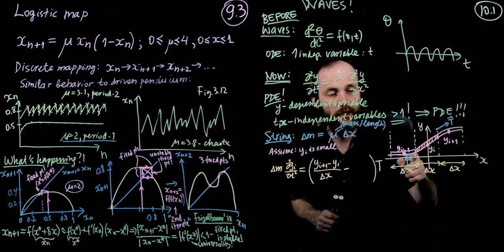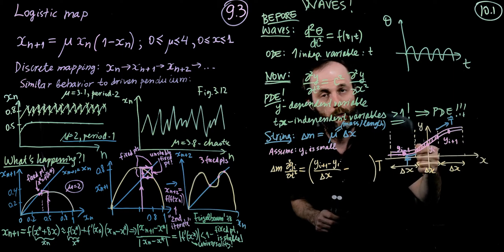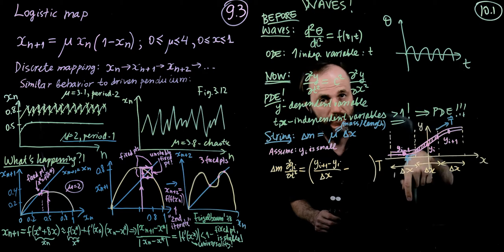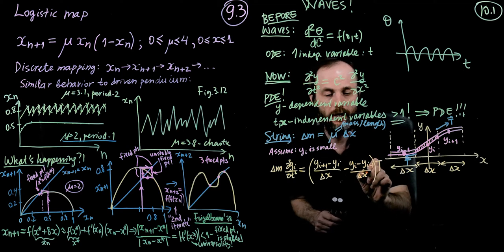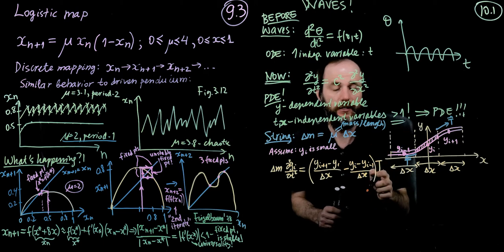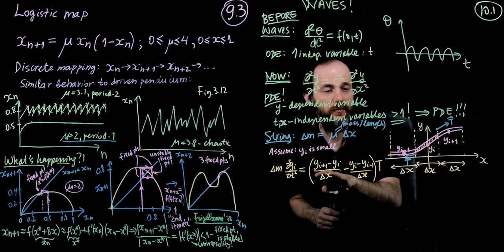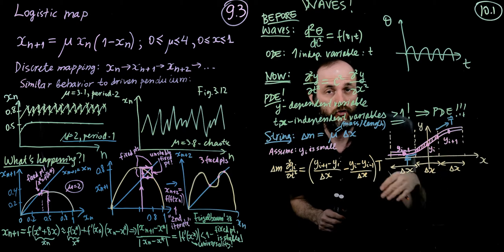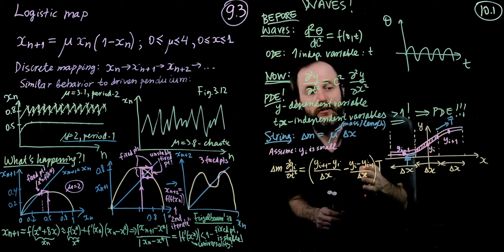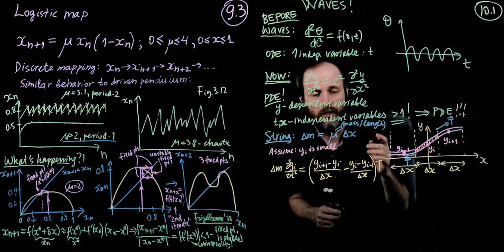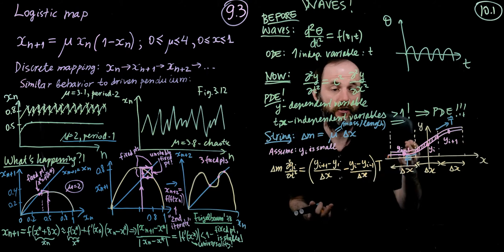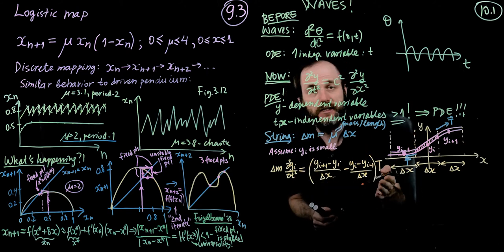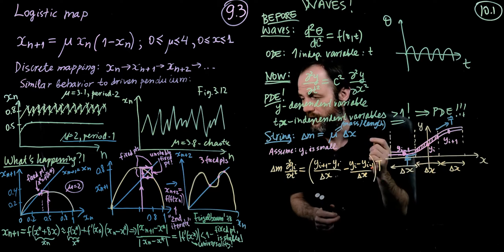Then we need to subtract from that the force of tension pulling the string to the left and, in this case, down. So that will be yi minus 1 divided by delta x. And all of that is multiplied by T. So this is T times the sine of the angle that the string makes minus T times the sine of the angle that the string makes on the other side. And because the angles are small, we can replace the sine with just the slope. So this is the equation of motion for this little piece of the string.